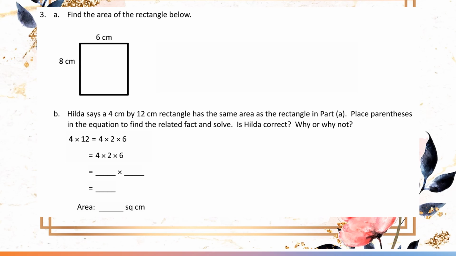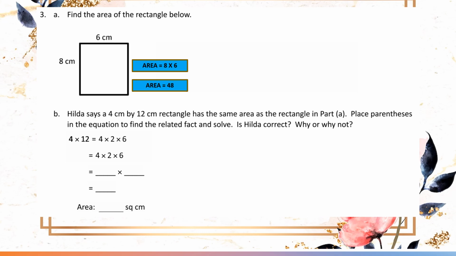Now let's look at number 3. Number 3A says find the area of the rectangle below. So the measurements of this particular rectangle is 8 by 6. So the equation to find the area is 8 times 6. And what's 8 times 6? 48. So if you said 48, good job.